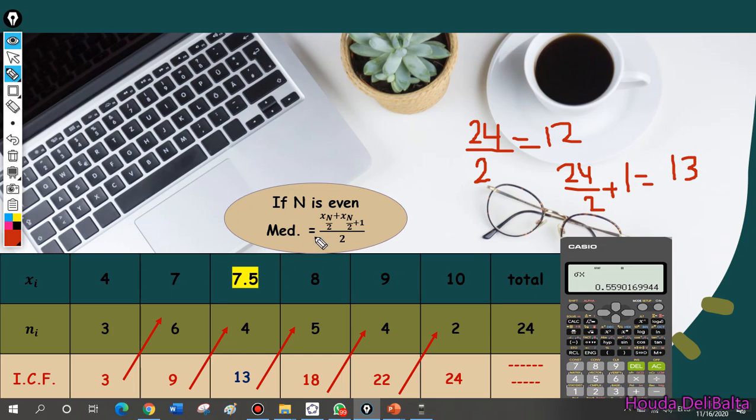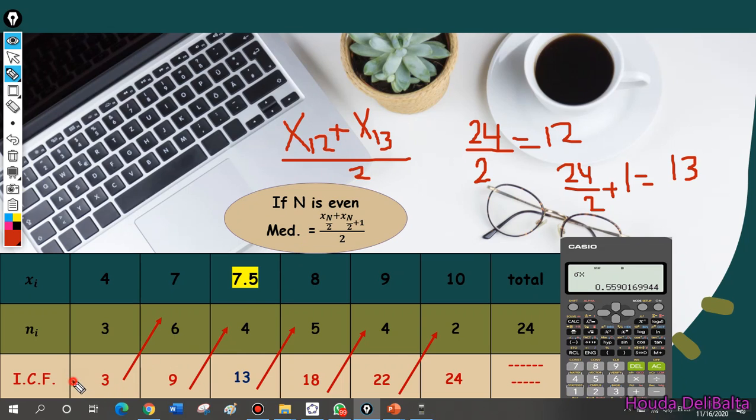Now to find the median using this rule, we add x12, which means the 12th value, plus x13, which means the 13th value, and divide them by 2. Okay, this is in case of even: we have to add 2 values and divide by 2.